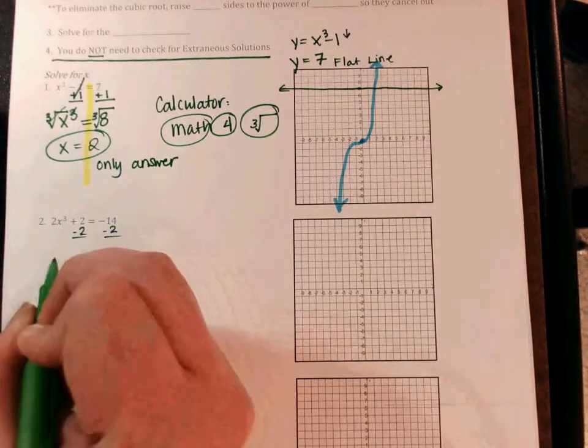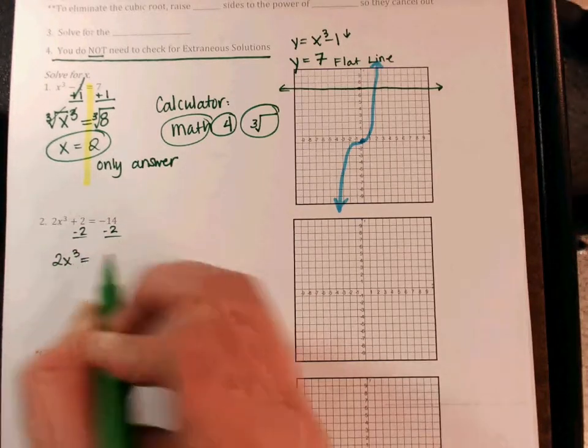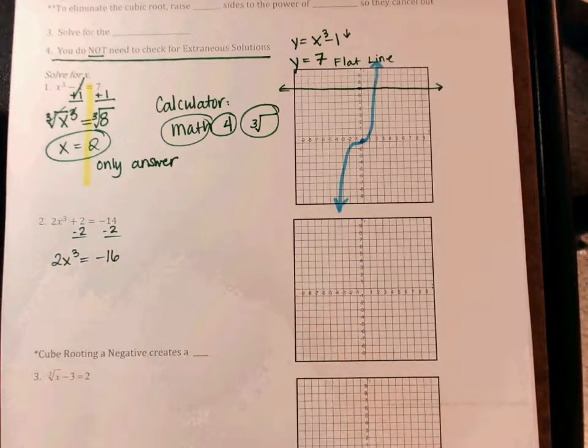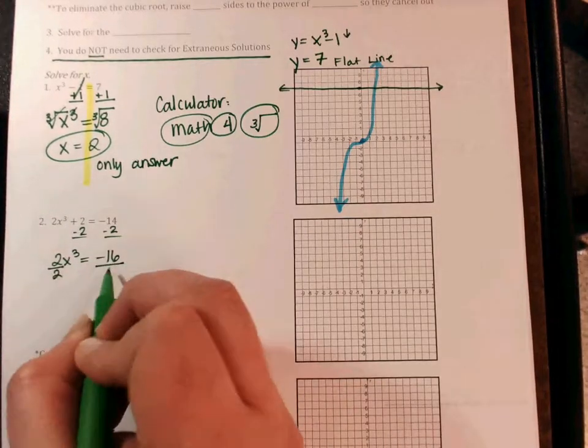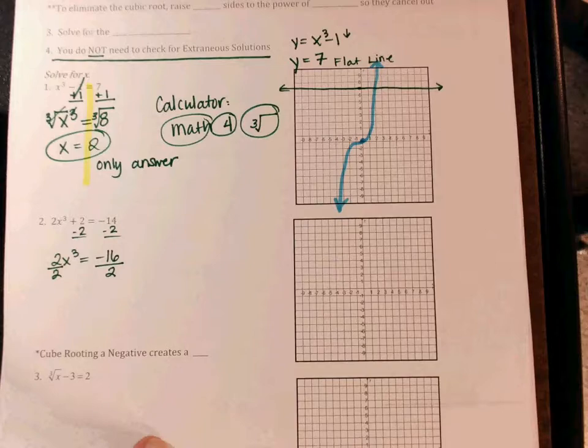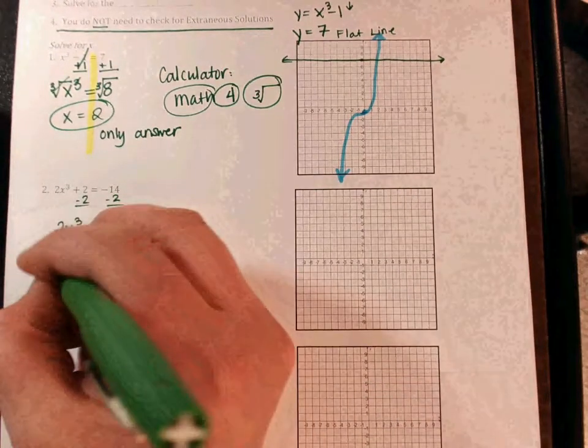Negative 14 minus 2 more is how many? Negative 12. And then divide by 2. Okay, now I want you to notice something else that's different. Negative 16 divided by 2 is negative 8, right?